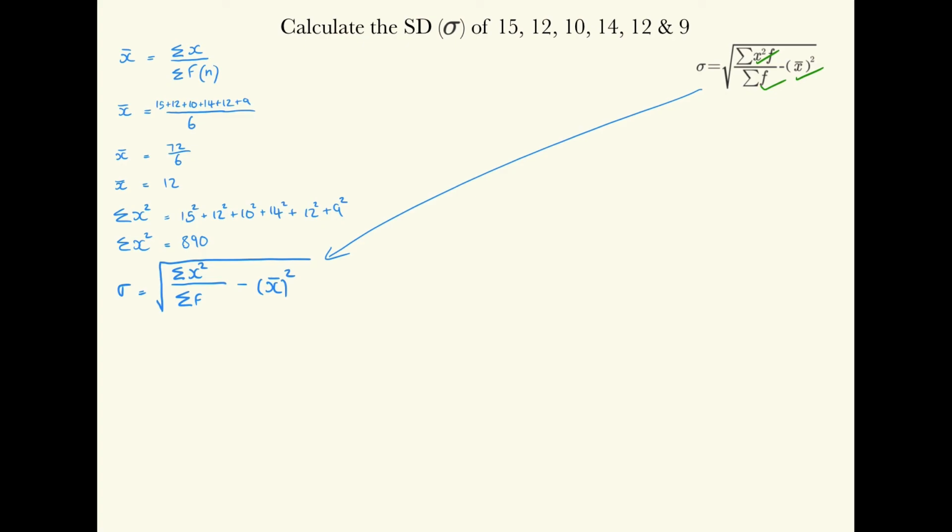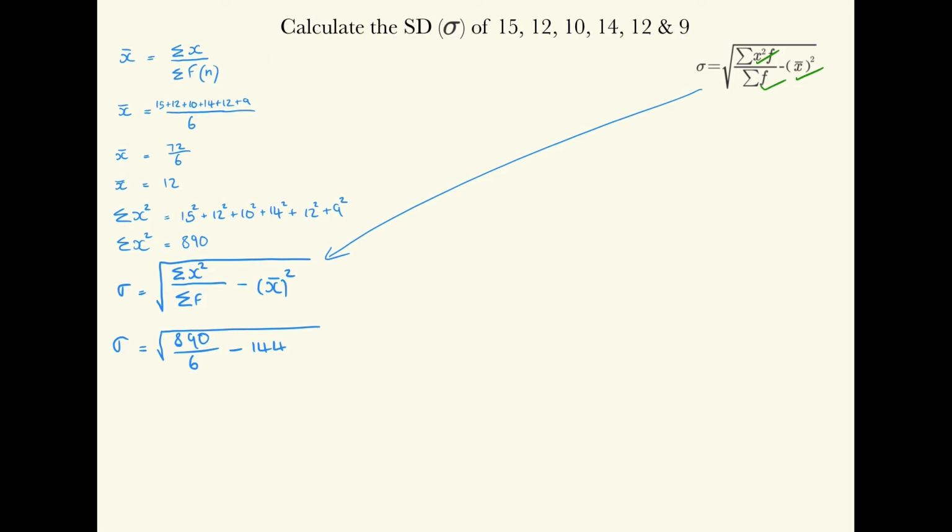I've just rewritten the formula from here to here, and we're now going to substitute everything we know into that formula. So standard deviation is equal to the square root of, so our sum of our scores squared is right here. It's 890. So 890 divided by our sum of f, which we already know is the number of scores, which there are 6 of them. So the square root of 890 divided by 6 minus the mean squared. Let's have a look at the mean. We worked out the mean, the average number of push-ups is 12. And 12 squared, well, that's just 12 times 12. That's 144. We can do that quite easily.